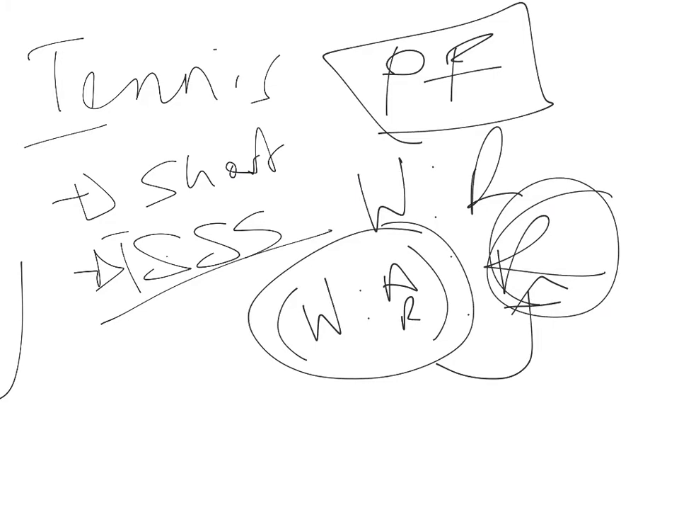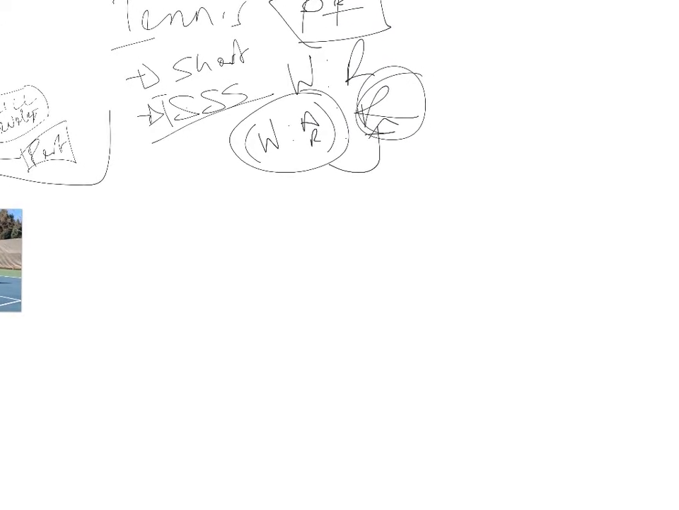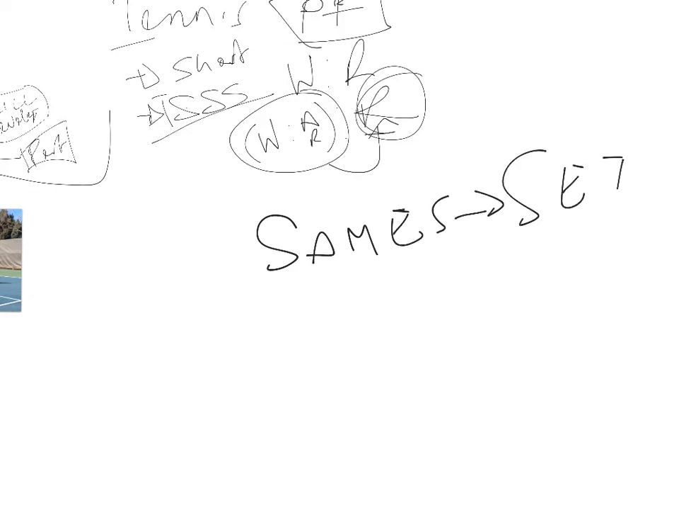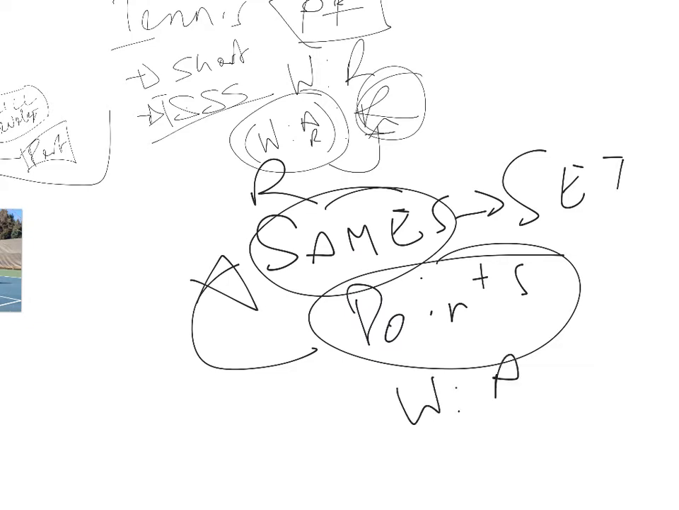So we looked at how much you move in a game, how long you're moving in a game, and then we started to work it out. So we said there's a certain amount of games per set, and within each game there's a certain amount of points. And so what we've got is, this is our rest in between games, and this is our work to active rest in between points. And so that's how we built up the program.